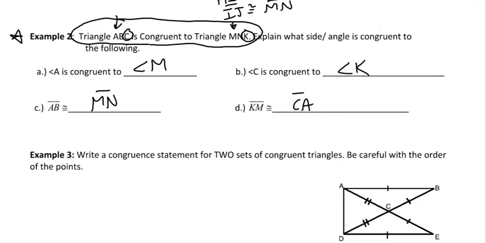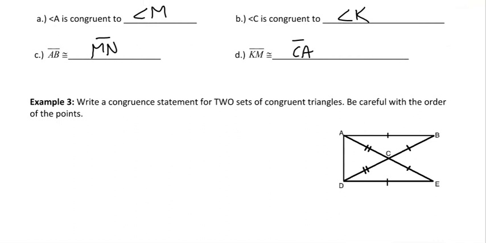All right, let's keep on going. Now on this one right here, it says write a congruent statement for two sets of congruent triangles. So let's say I had this one. Triangle ACB is going to be congruent to which triangle?